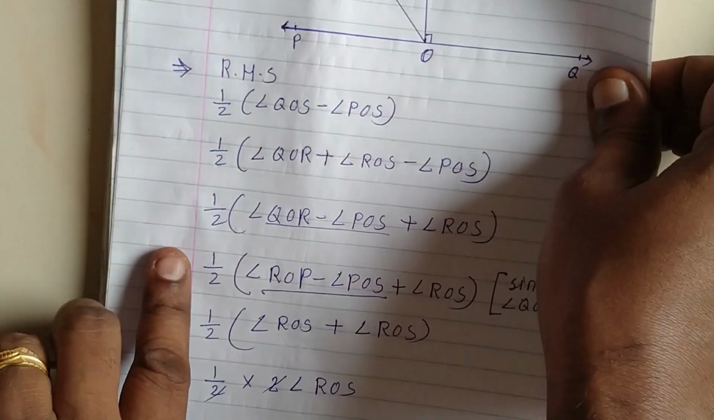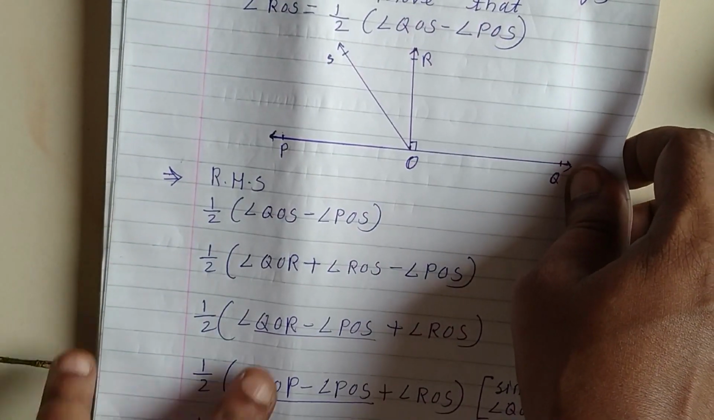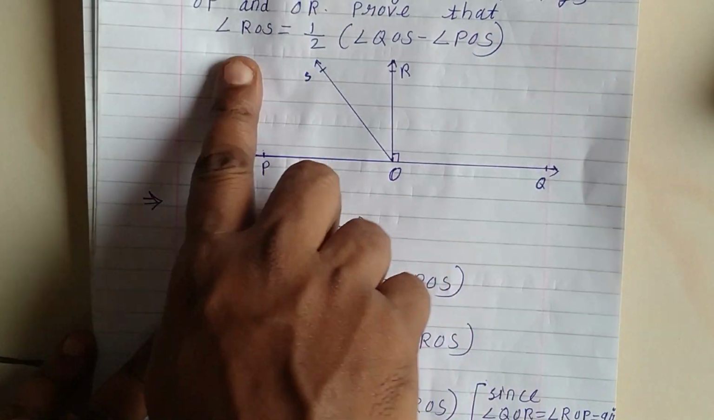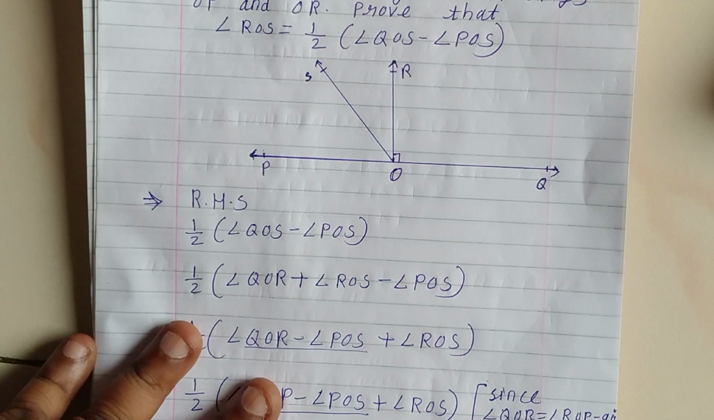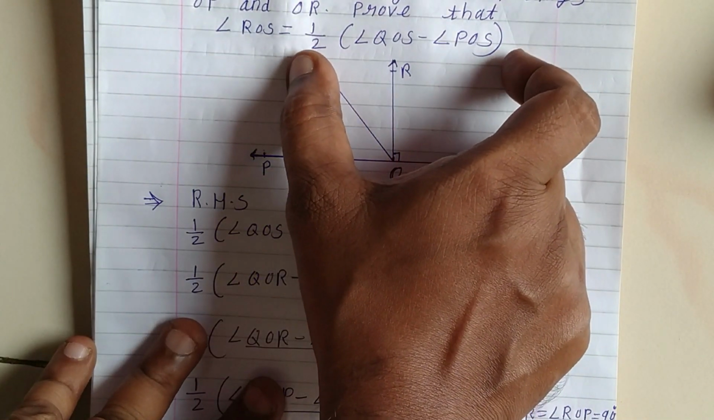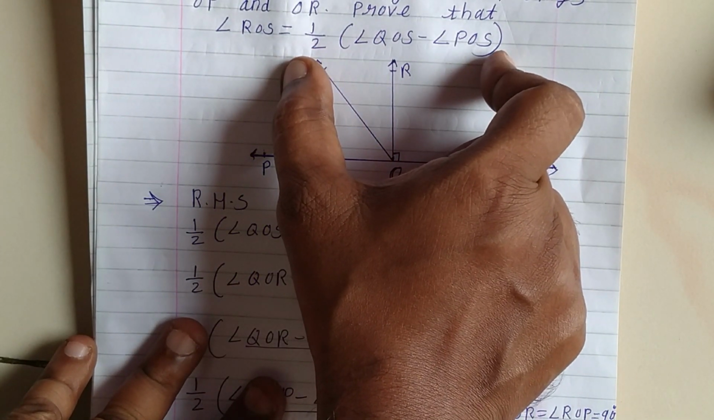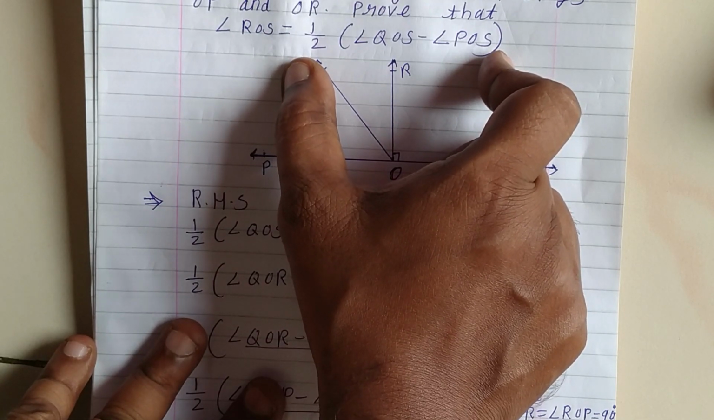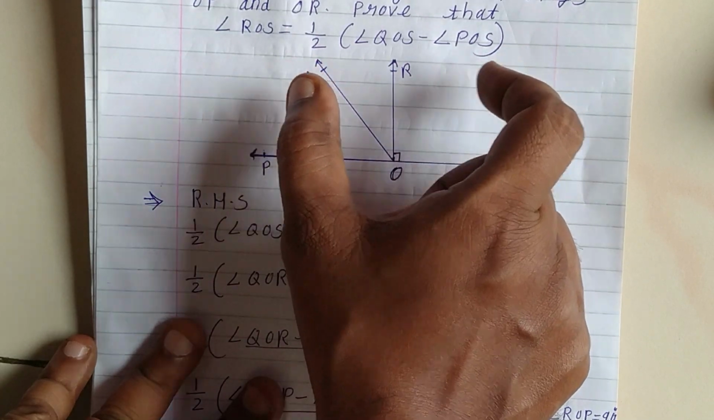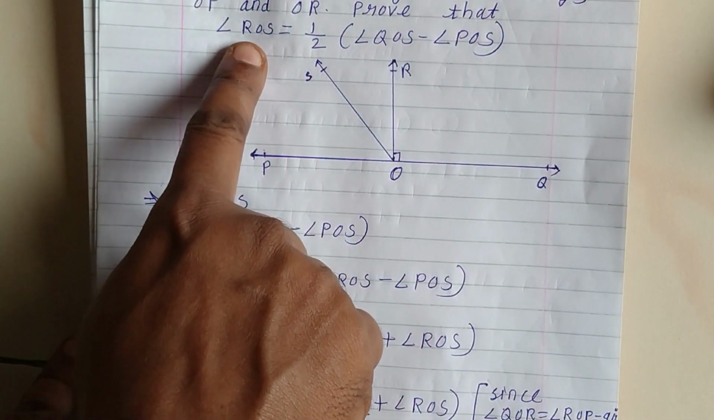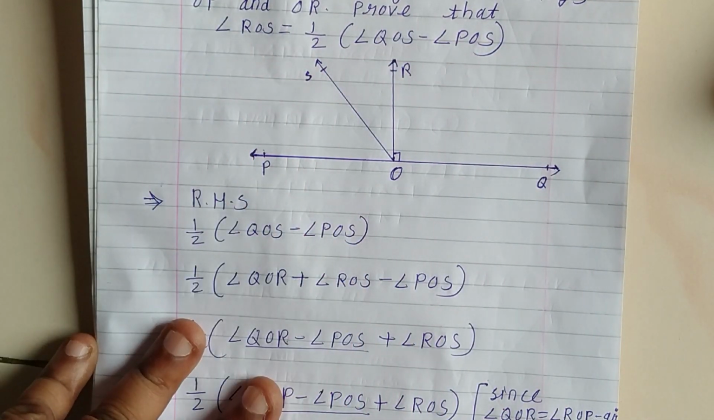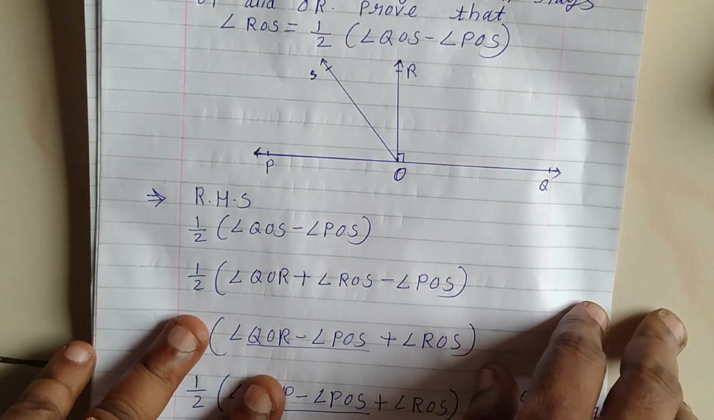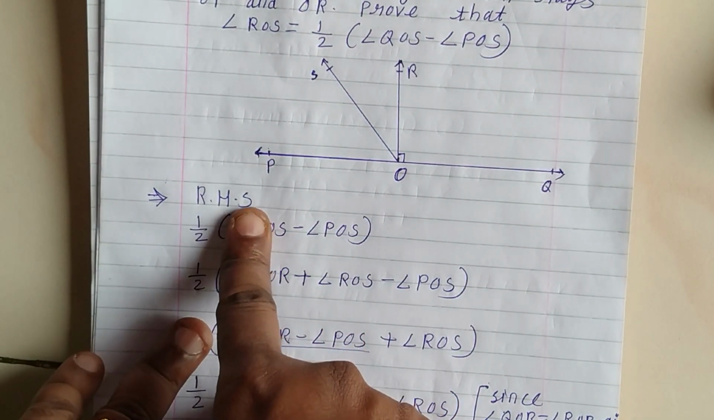Now student, how to prove it? How to show it? So here there is a left hand side and right hand side. So what we are going to do? We are going to take right hand side, that is half of bracket angle QOS minus angle POS. Then we will solve this and we will show that it is nothing but equal to left hand side. Now how to do it? Let us see. Now this is a solution.